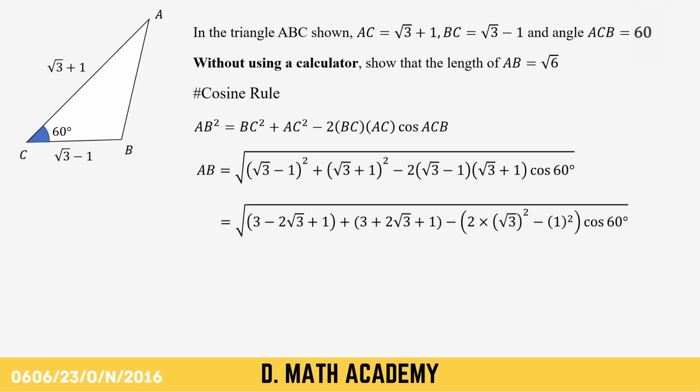So my arrangement from the front will get me 8, and I have minus 2 times 3 minus 1 times cosine 60 at the back. After the rearrangement from the last part, I will get 8 minus 4 times 1 over 2. And that will be able to get the final result as square root 6. And this is how you prove the question.